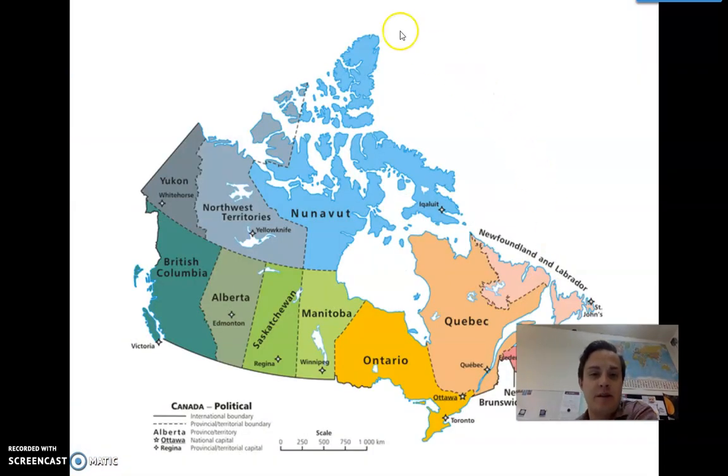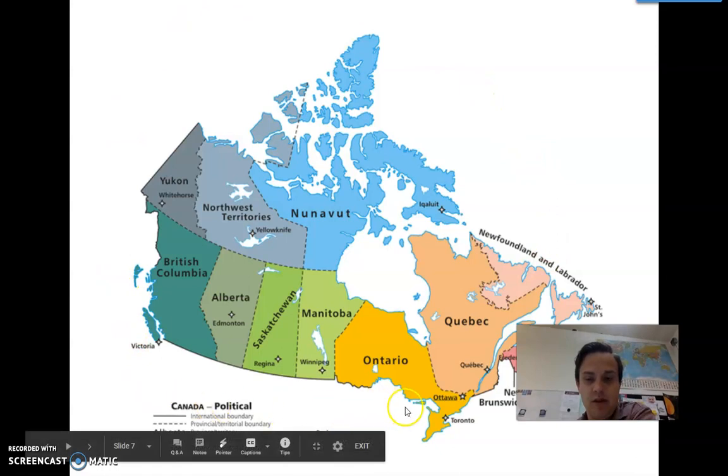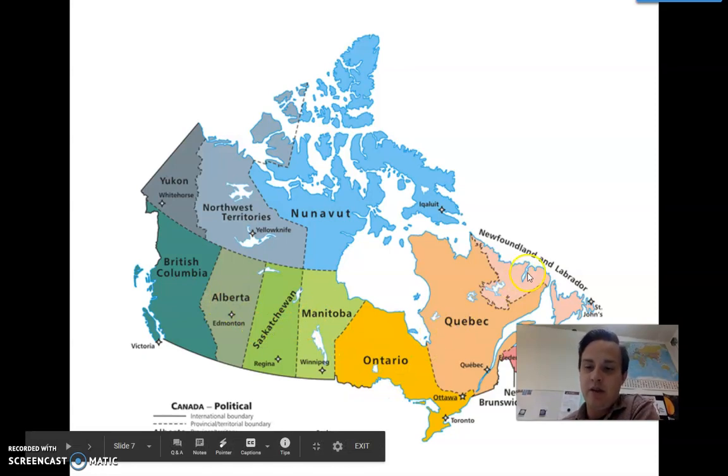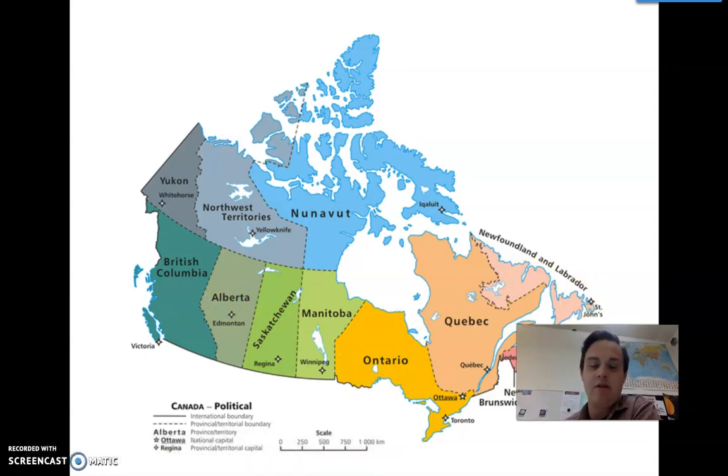So here's a map of Canada. You should be quite familiar with this map. We live in Alberta, of course, and the capital city of Alberta is Edmonton. Okay, do you know all the capitals and all the provinces? Test yourself. What's the capital of British Columbia? No, not Vancouver, Victoria. Okay, BC, Alberta, Saskatchewan, Manitoba, Ontario, Quebec, Newfoundland and Labrador, New Brunswick, Nova Scotia, and the territories are Yukon, the Northwest Territories, and Nunavut.